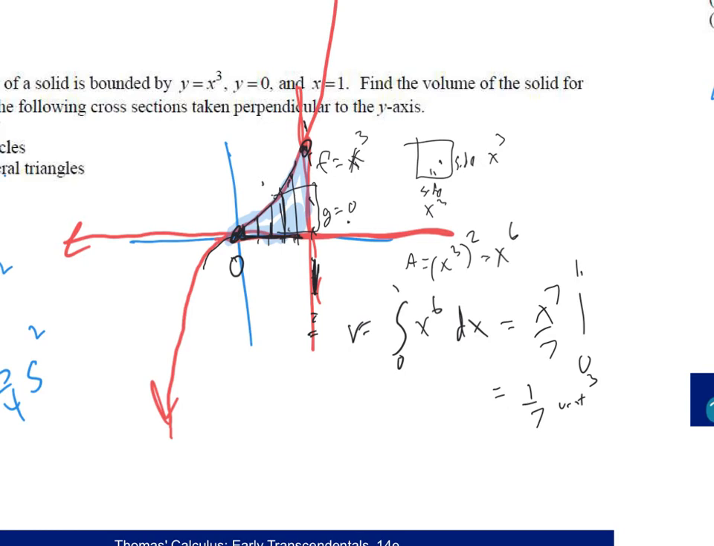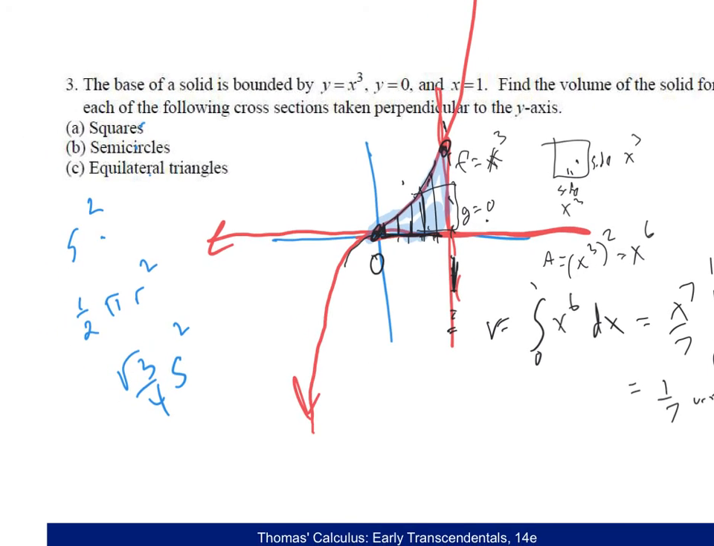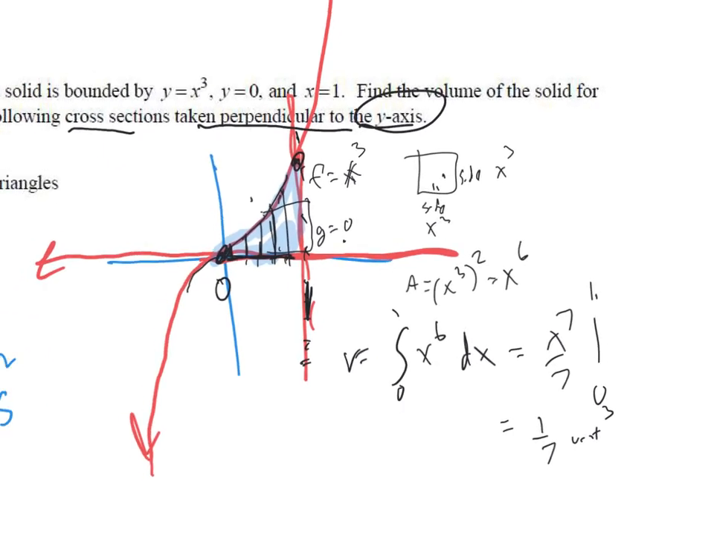Okay. The answer is correct, but I didn't read the problem correctly. Find the volume of the solid. I should have finished. If each of the following cross sections are perpendicular to the y-axis. Oh my gosh. How could I be so... This is like a 7th grader. I didn't read it. I did perpendicular to the x-axis. I like it.